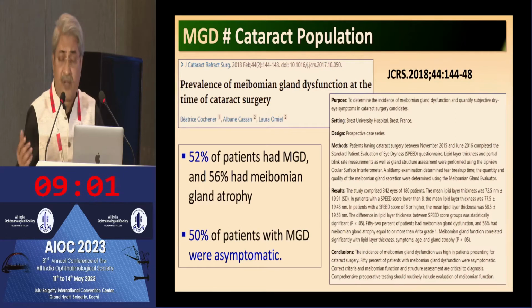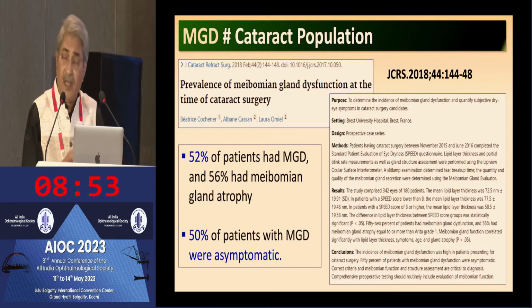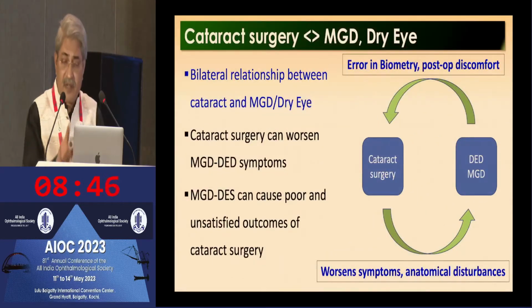Even for cataract surgery, there are several studies. 50% of them have meibomian gland dysfunction, and among these 50% are asymptomatic. So there is a direct relation between cataract surgery, meibomian gland dysfunction, and dry eye. It is a vicious cycle.